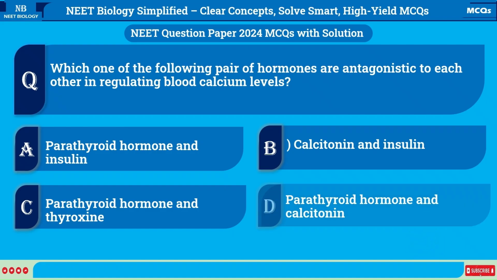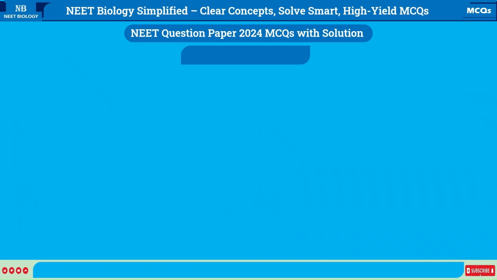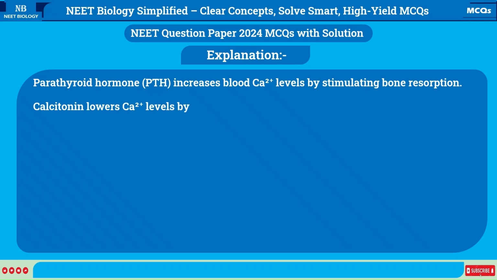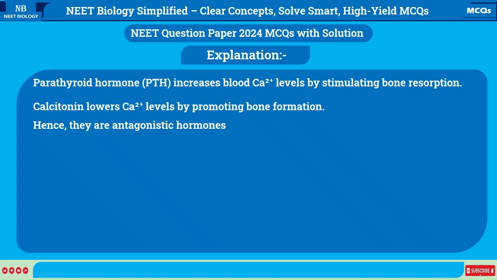Correct answer is D. Parathyroid hormone and calcitonin. Parathyroid hormone increases blood calcium ion levels by stimulating bone resorption. Calcitonin lowers calcium ion levels by promoting bone formation. Hence, they are antagonistic hormones in calcium regulation.